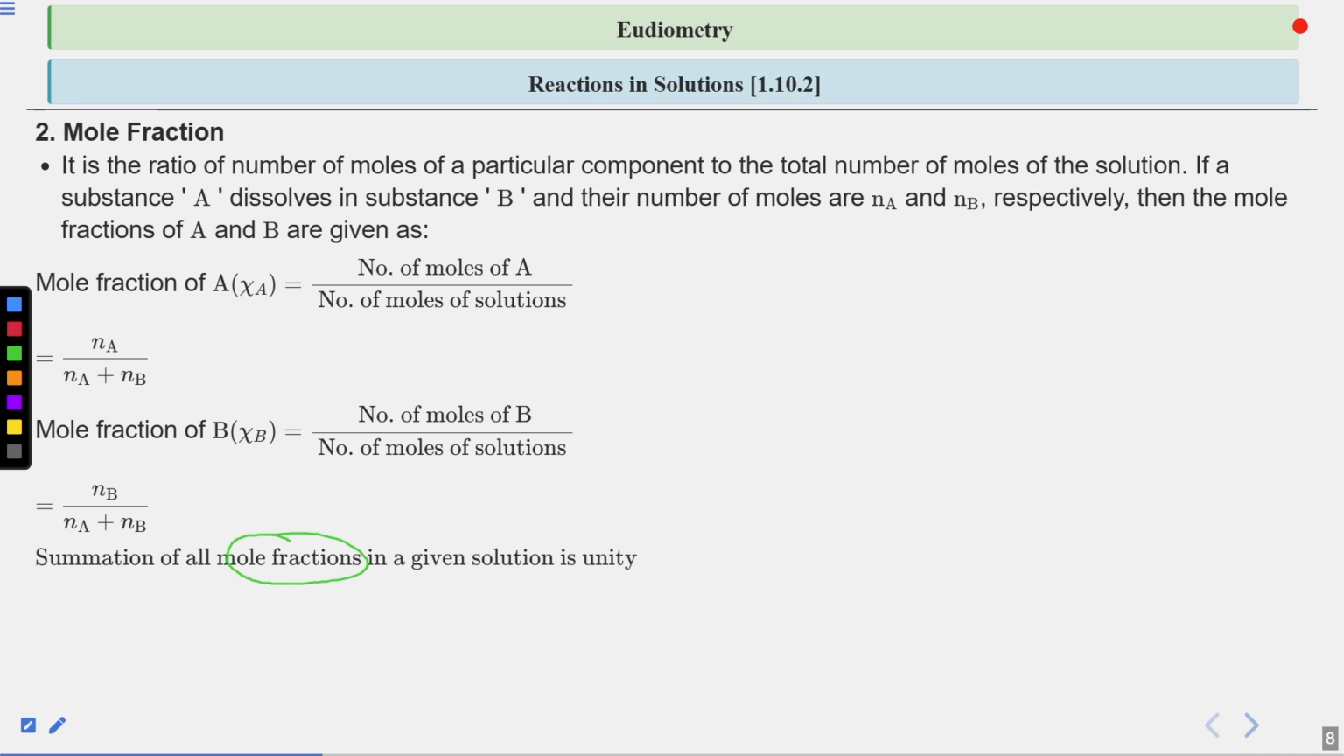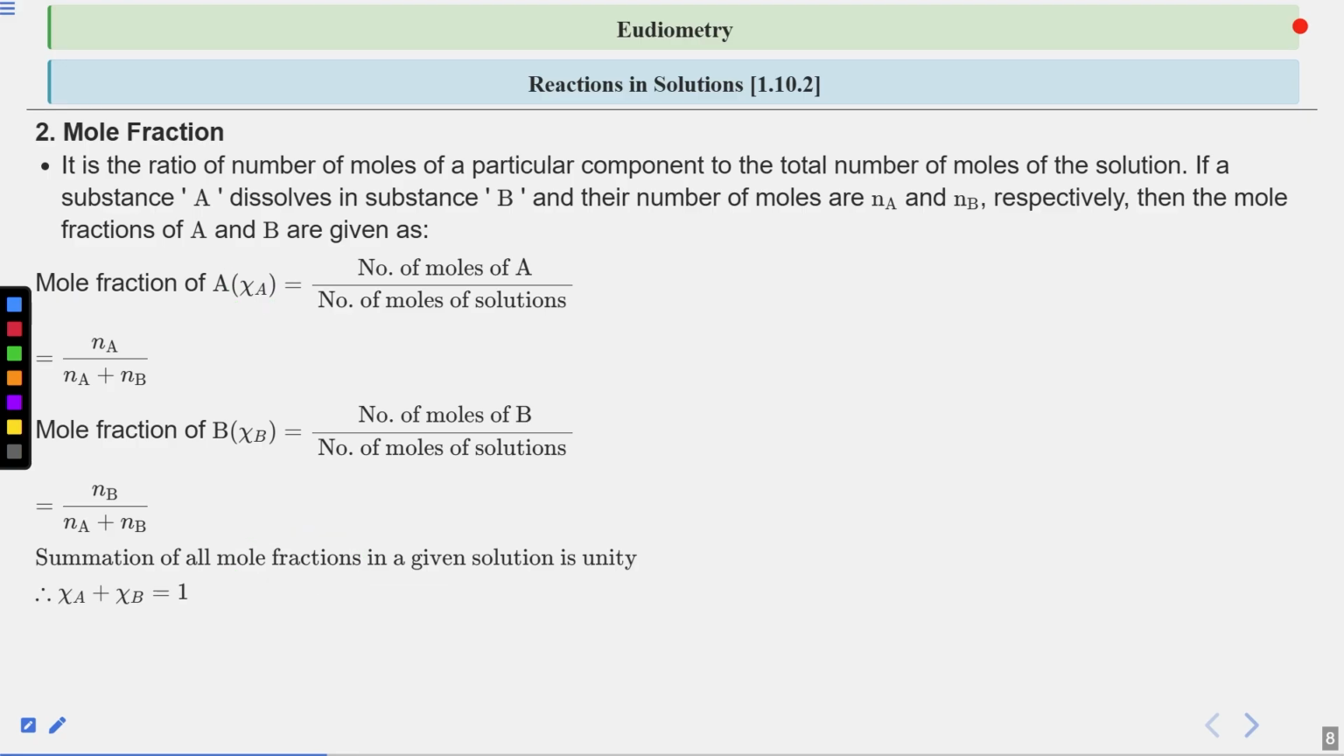So chi A is this thing. This is your chi A, your mole fraction of A. It is just a notation, just a way to write this. If you are trying to write the mole fraction of A, you can drop this whole phrase and simply write chi A instead of that.